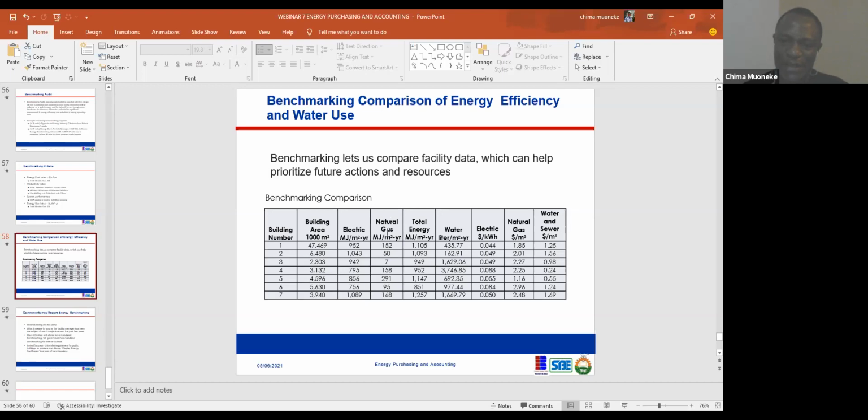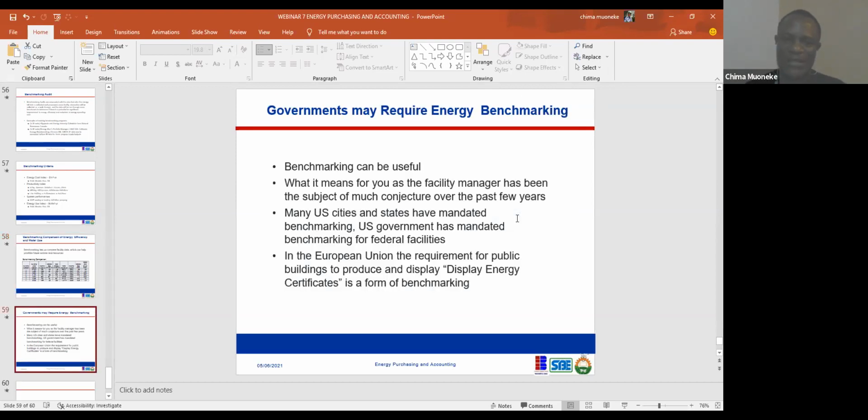So this is talking about benchmarking using natural gas, total energy, water, electric, different forms of energy. You can easily read all of this up. And it's also saying that sometimes governments might require benchmarking. In some countries, I know in the US, they take it seriously. They use energy use index a lot in the US. Some government agencies might require that you do energy benchmarking, maybe for regulatory purposes.